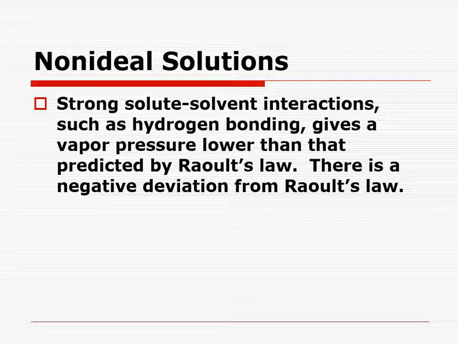Okay, so this slide is talking about what we call a negative deviation, and that occurs when the intermolecular attractions between the solute and the solvent are stronger than the intermolecular attractions of the pure solvent and the pure solute to each other. Okay, so when the solute and the solvent are placed together, the intermolecular attractions are stronger than when they are separately in their pure form. That would cause a negative deviation from Raoult's law. And what that means is the vapor pressure that would be measured in lab was actually going to be lower than what Raoult's law, that equation, would predict.